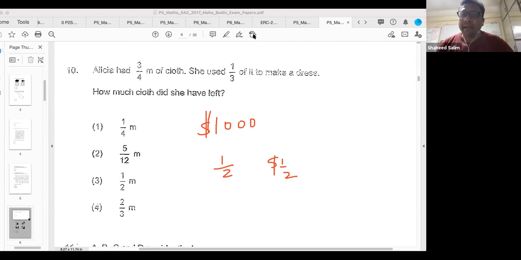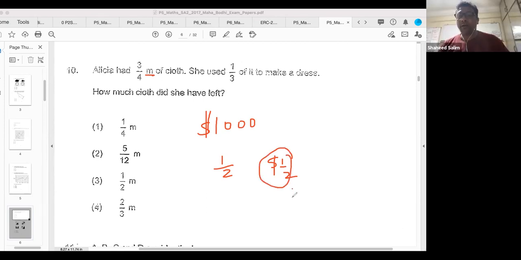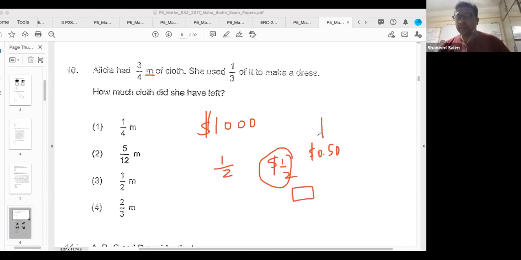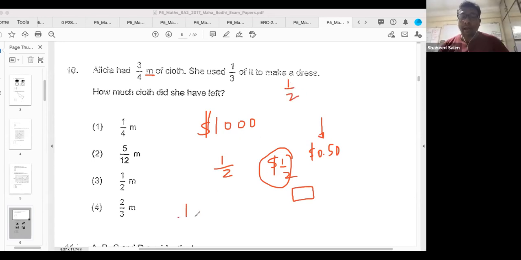You must understand. If they say half, half of what? Half a dollar is 50 cents. But if you talk about half of 1,000, so half times 1,000, how much do you get? You get $500.